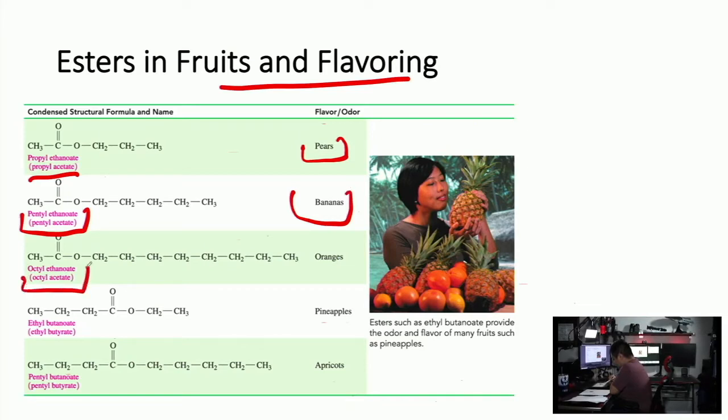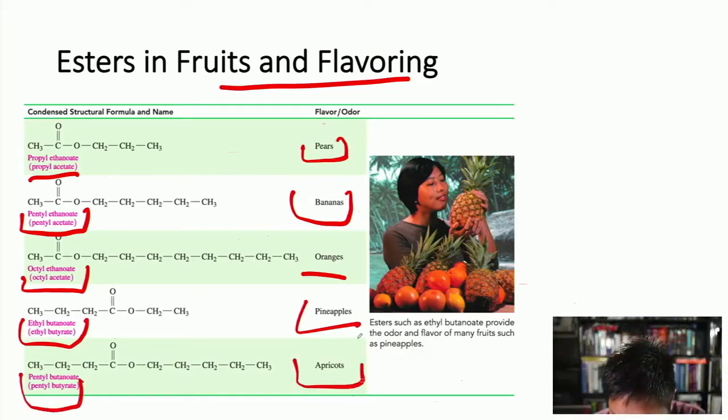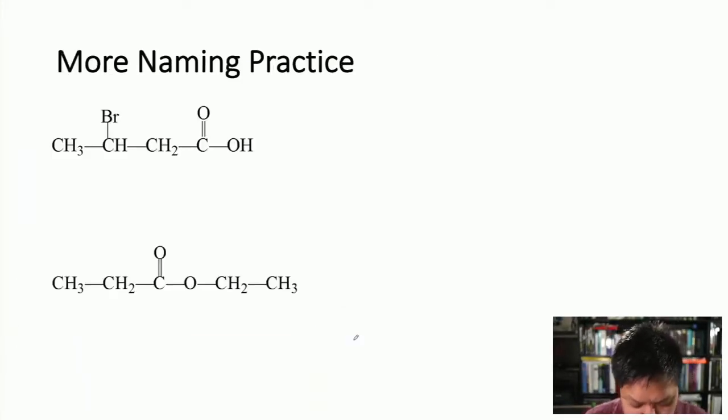Octyl ethanoate right there, or octyl acetate, is in oranges. That's what you smell when you smell oranges. And then ethyl butanoate is the smell from pineapples, and pentyl butanoate is a smell from apricots. Apricot. Is it apricots or apricots? Oh well. Time for more naming practice.